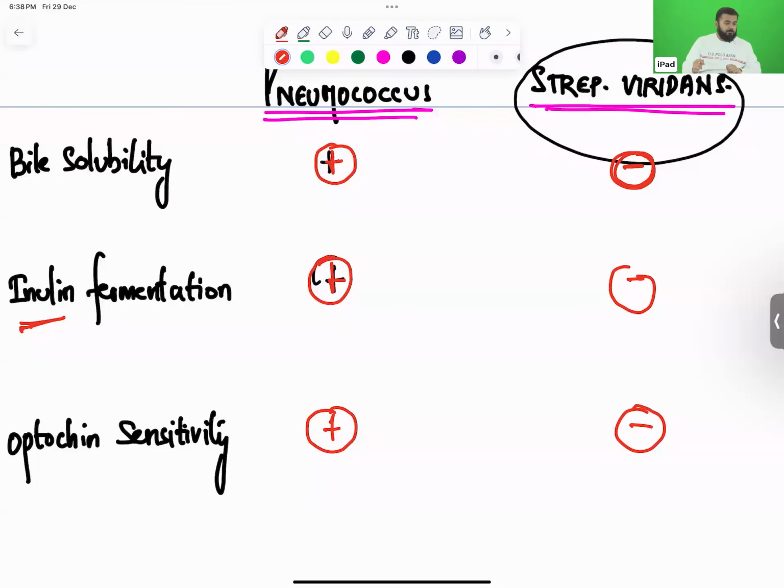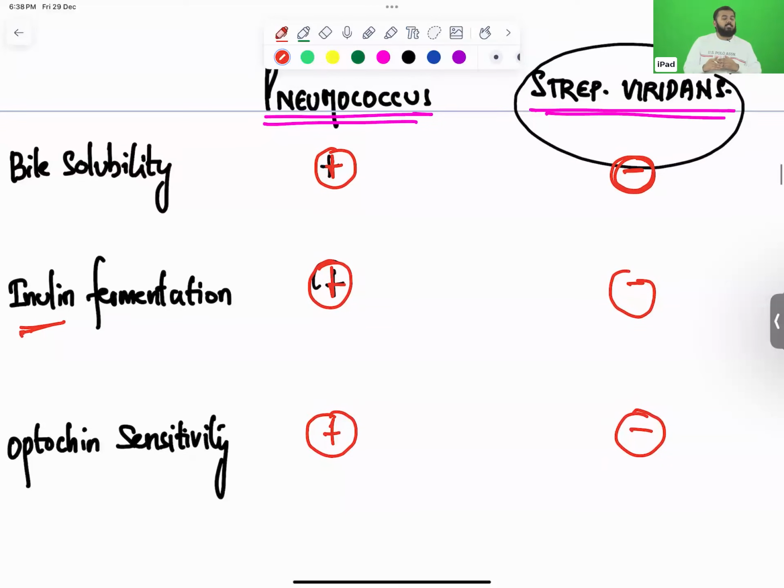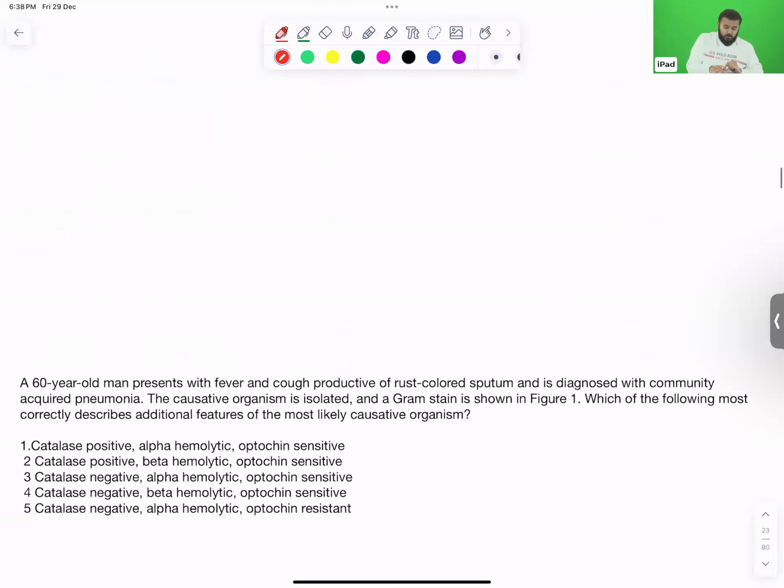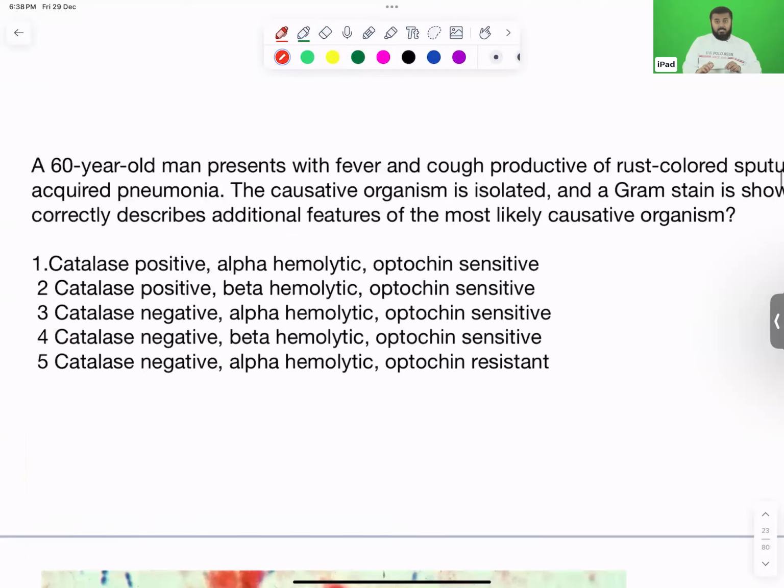Very good. Right, so guys, till here we are done with Streptococcus pneumoniae. Did all of you understand before we go on to the questions? Tell me quickly. Perfectly clear? Very good. Let us do this question which was repeated previously and see whether you really understood or not.